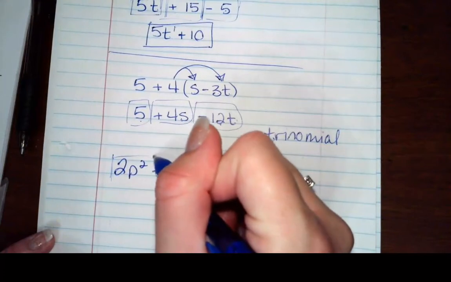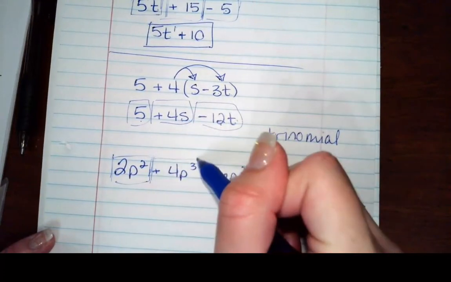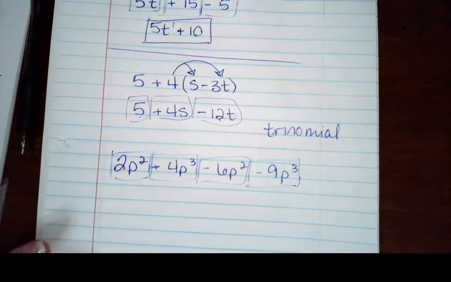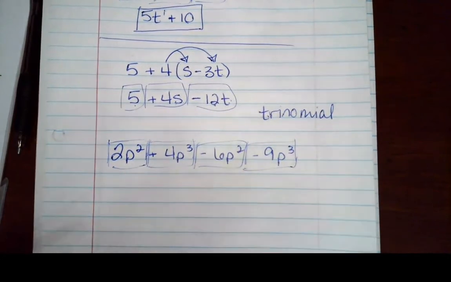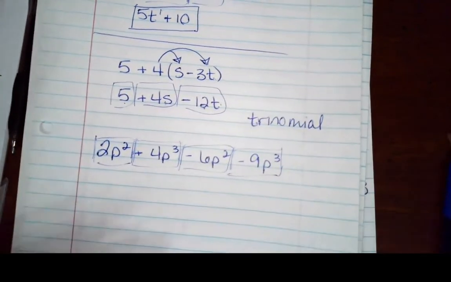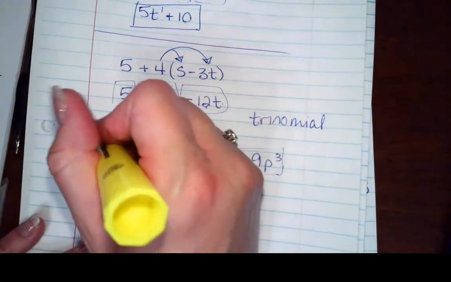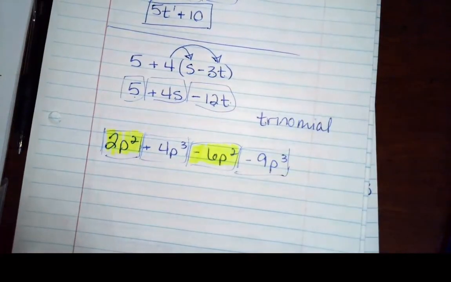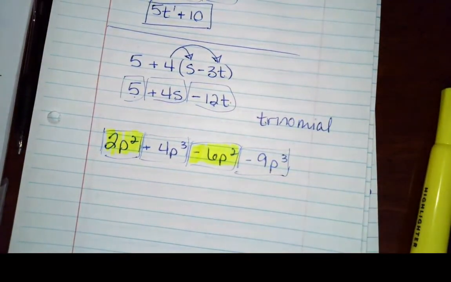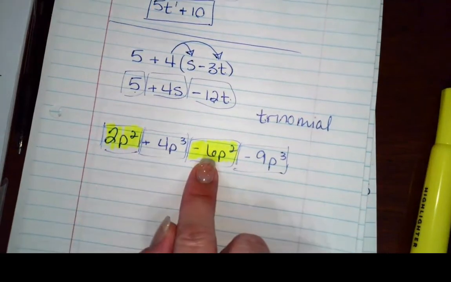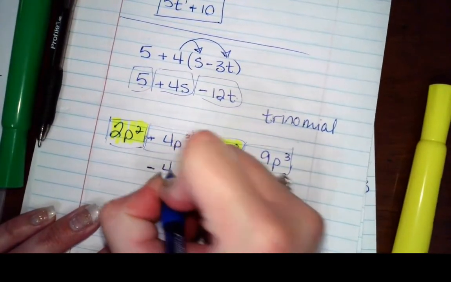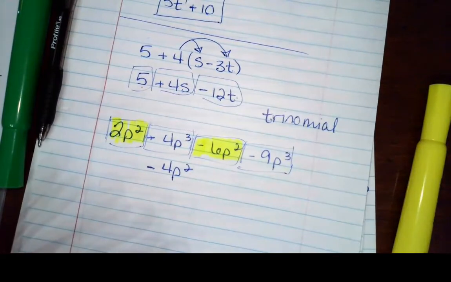I've got this term, I've got a plus 4p to the third, I've got a minus 6p squared, and I've got a minus 9p to the third. So I've got 4 terms right now. I wonder if I can put any of them together. So when I look, how many p squareds do I have? I've got 2 here and minus 6 there. So I can put my p squareds together because remember addition subtraction is just counting. So if I have 2 here and I take away 6 here, that means I end up with a negative 4p squared. That's how many p squareds I have.